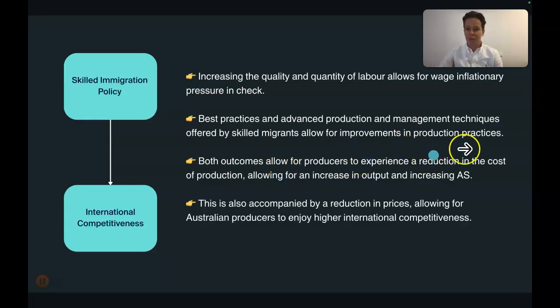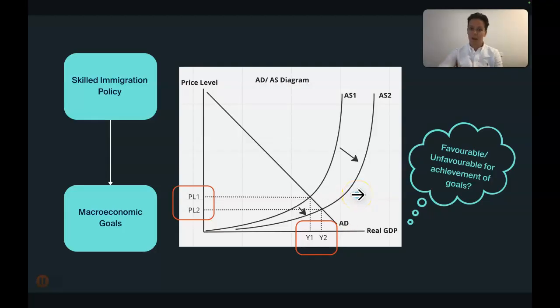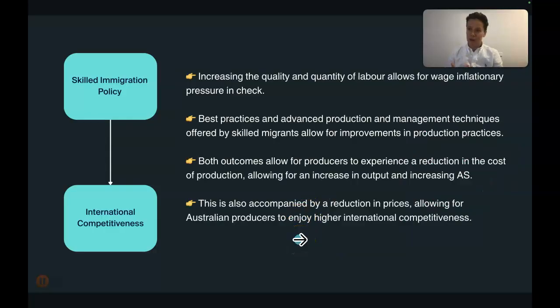So both these outcomes allow for producers to experience a reduction in the cost of production. We know that then supports an increase in output, which supports an increase in aggregate supply. This is also accompanied by a decrease in prices, so taking it back to that inflationary argument. If you are able to shift the aggregate supply curve to the right, we get that surplus of goods and services that puts downward pressure on inflation. That means Australian producers are going to be able to offer lower prices internationally, and that's going to make us more internationally competitive. So quite a lot there, guys, but basically make sure you can link skilled migration through to the increase in AS, and then the increase in AS through to improvements in international competitiveness.